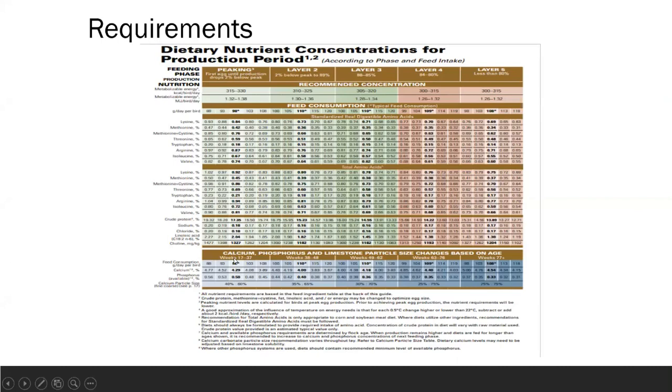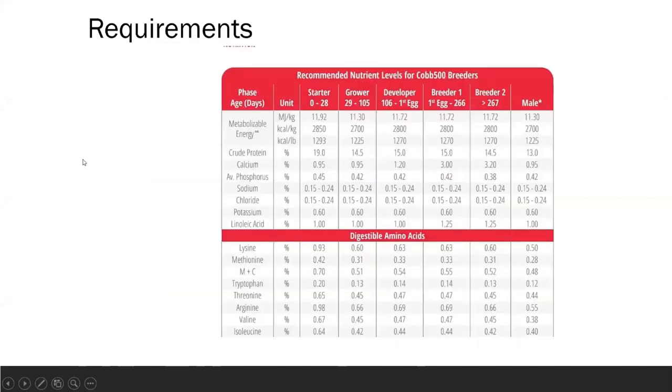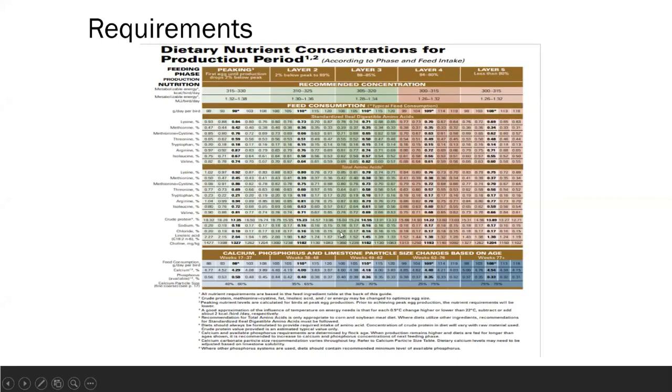And here, if you have your own farm or you are consulting for specific farms, then before making the formulations for the layers, you need to know how much feed the birds are consuming. So here it is given according to the consumption of the feed.